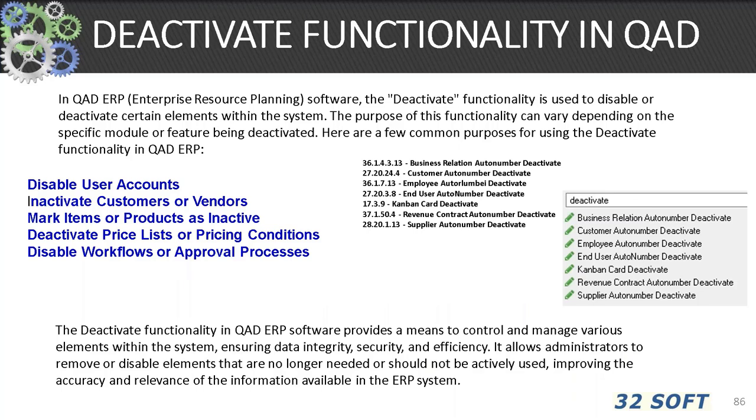In QAD, the deactivate functionality is used to disable or deactivate certain elements within the system. The purpose of this functionality can vary depending on the specific modules or features being deactivated. A few common purposes are to deactivate users, inactivate customers and vendors, mark items or products as inactive, and deactivate price lists, pricing editions, workflows, or approval processes.